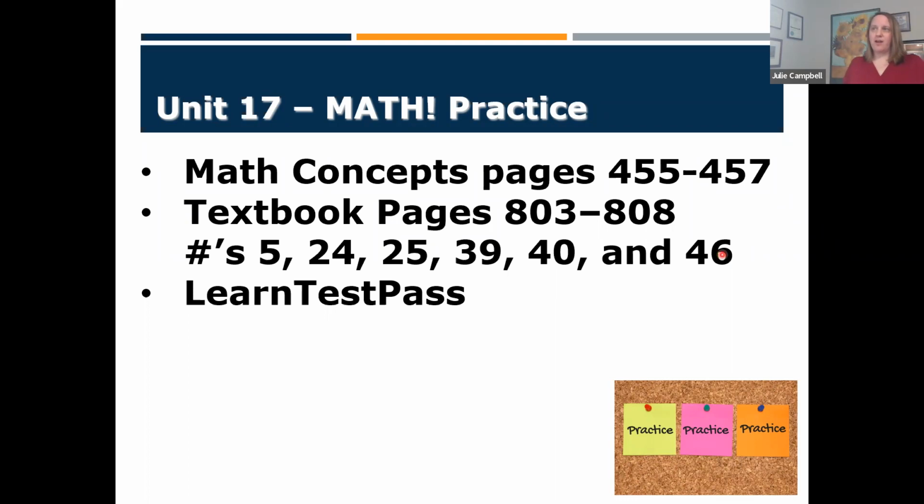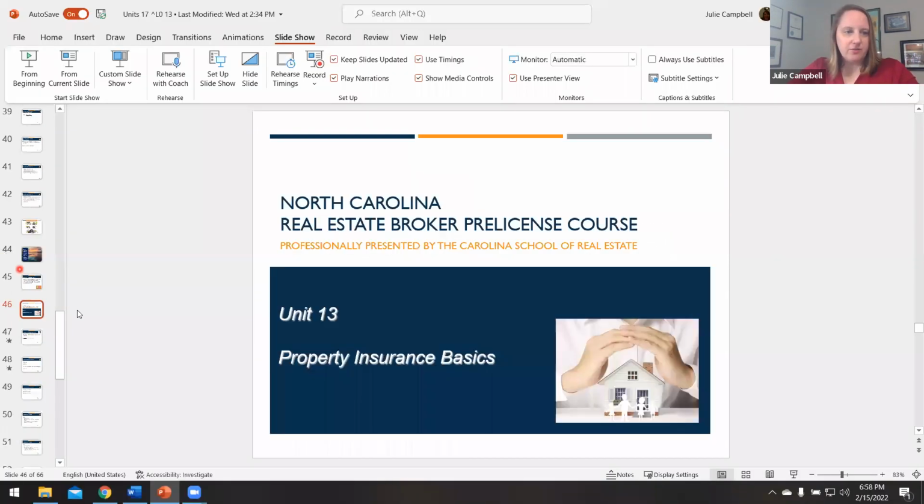I'm going to get a worksheet for you guys in Learn Test Pass that I'm getting ready to show you in just a second. Okay, everybody have these numbers jotted down? So let's go into Learn Test Pass real quick. Let me show you this worksheet that I'm talking about.